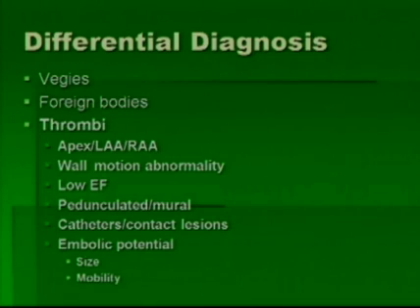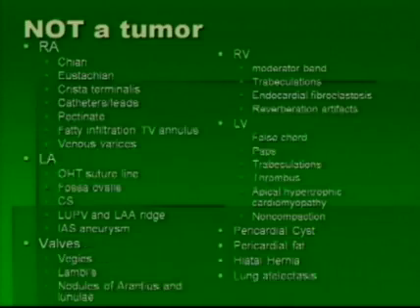Thrombi can be pedunculated or mural and can show up basically the same way that any tumor can show up, maybe with the exception of fibroelastomas. Catheters and contact lesions can lead to intracardiac thrombi, and of course thrombi can have embolic potential depending, as we shall see later, even more so on size and mobility.